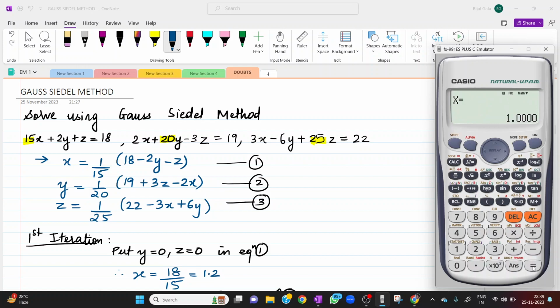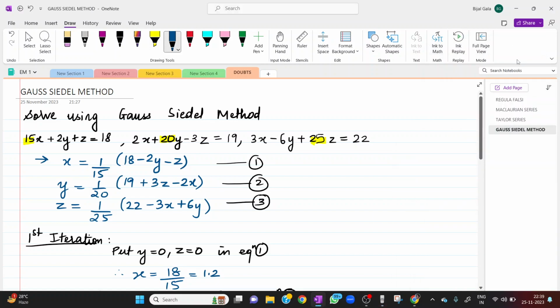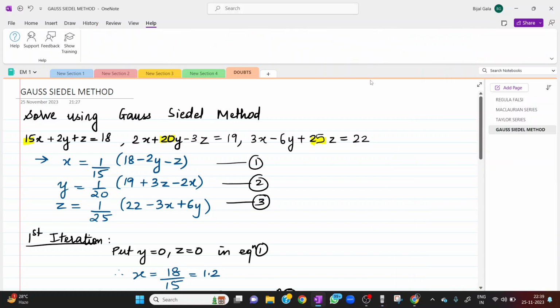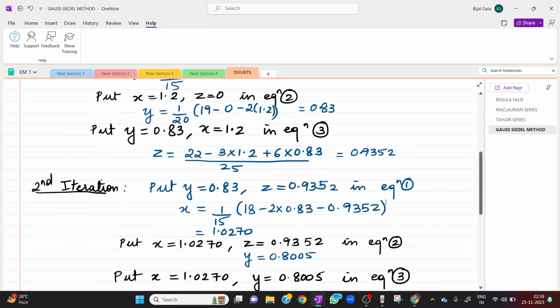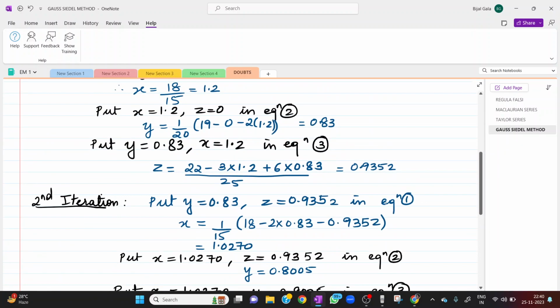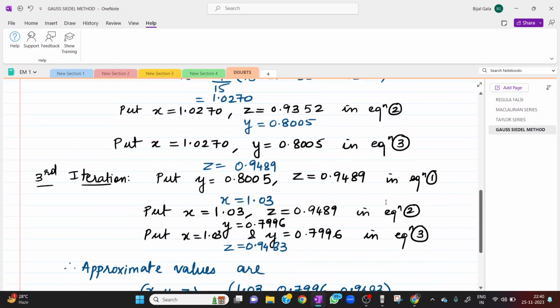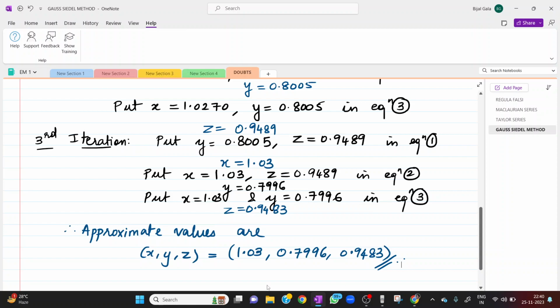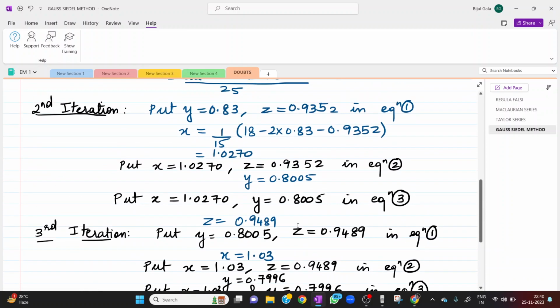So the answer is 1 for x. X was near to 1, 1.03 we got. Y is also 1 and Z is also 1. So, okay, no problem. We got the answers nearer. Like, I think X and Z were very much close. Y is a bit far away. Not an issue. Whatever we got, that's after the 3 approximations. Okay, we could have continued with the approximations and we could have gone much more closer to the values.